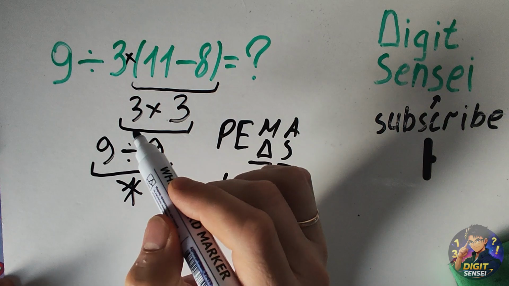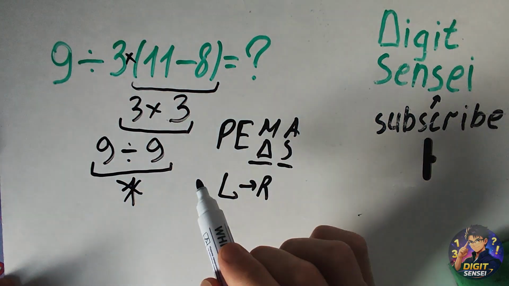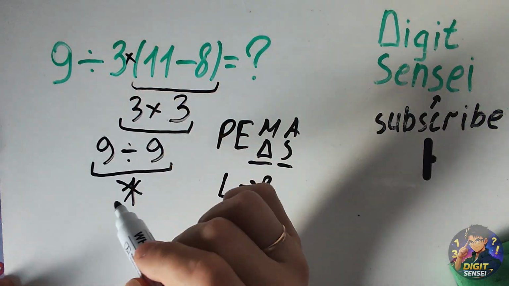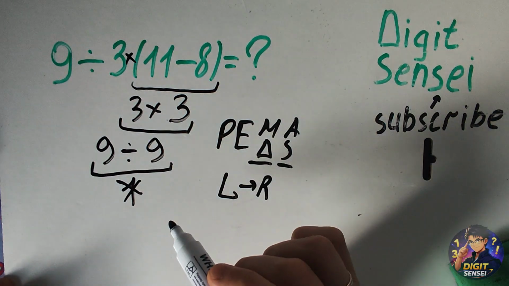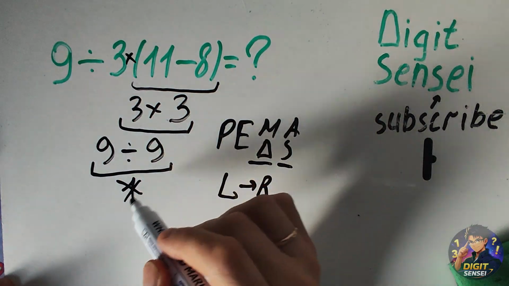Okay? So according to PEMDAS, first we have to do this parentheses. Then this division and finally this multiplication. If we do this multiplication before this division, it is wrong.